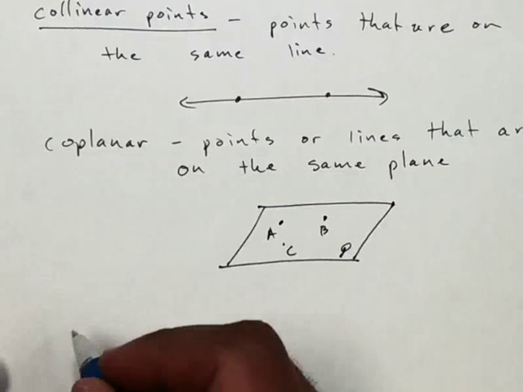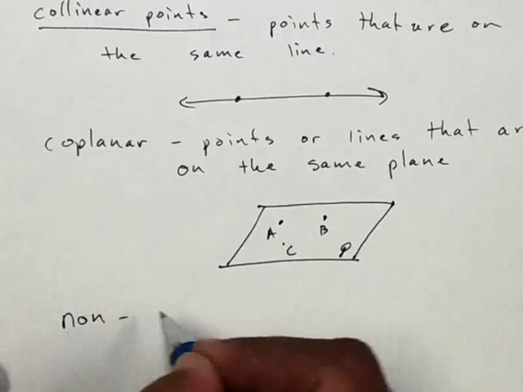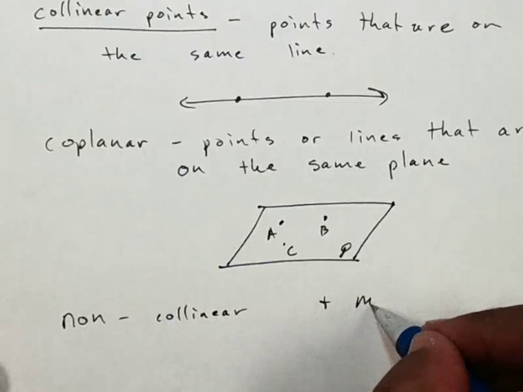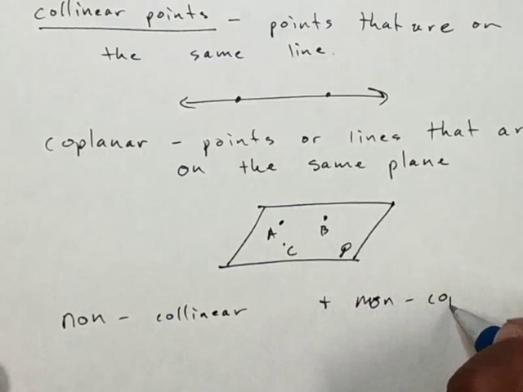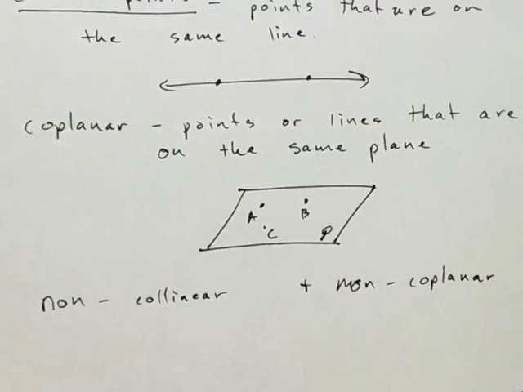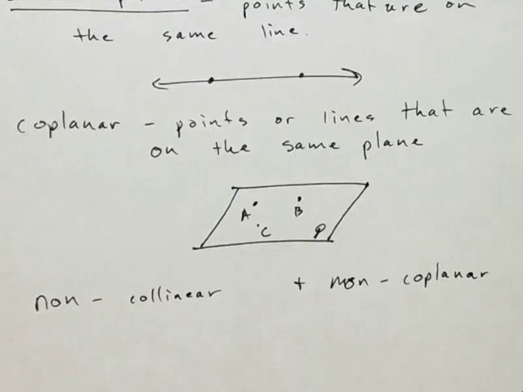If we stick the prefix non in front of collinear and non in front of coplanar, non-collinear means that it's not on the same line. Non-coplanar would mean that it's not on the same plane.